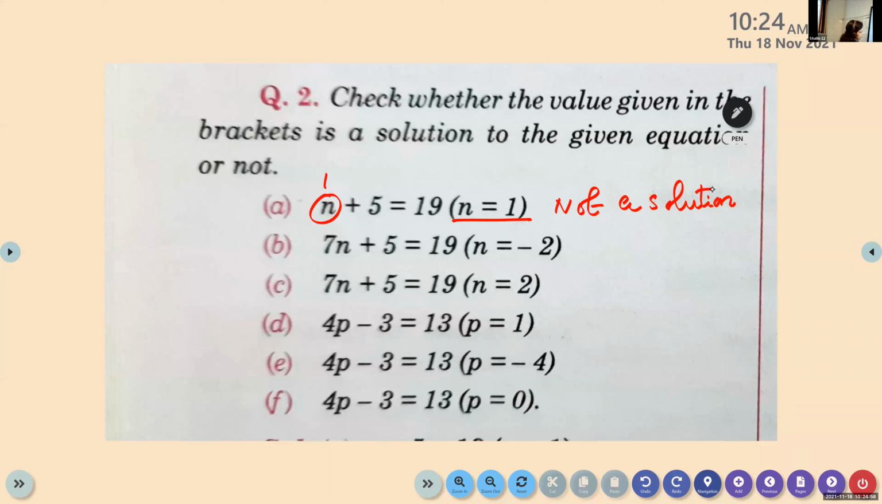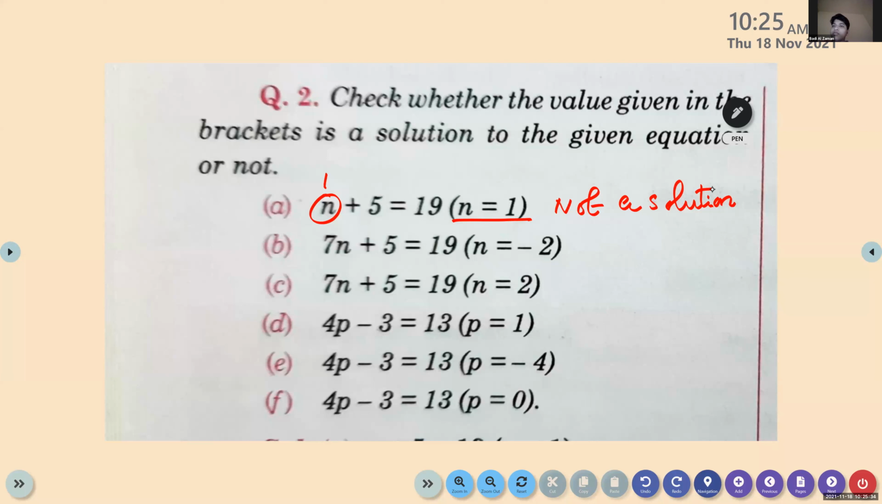Okay. Now, next one, it is Ashinanda. Come on, answer it. 7n plus 5 is equal to 19. In that, if we put n is equal to -2, is it a solution? Check and tell me. Yes, Badi, can you answer it? Yes, ma'am. Okay, tell me. Is it correct or not? Is it a solution? -2.